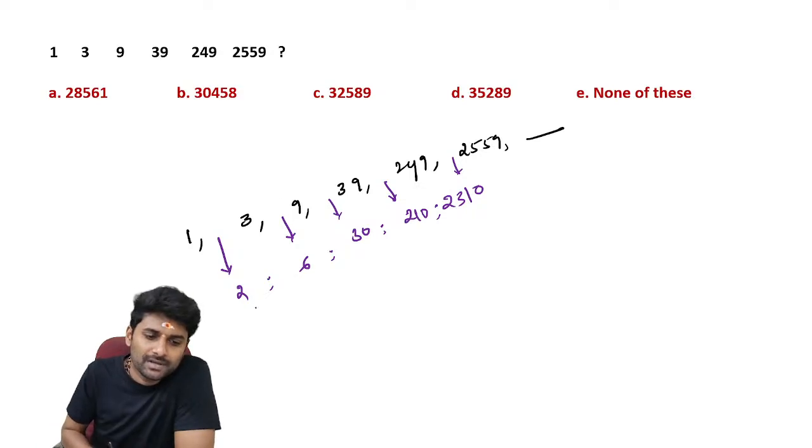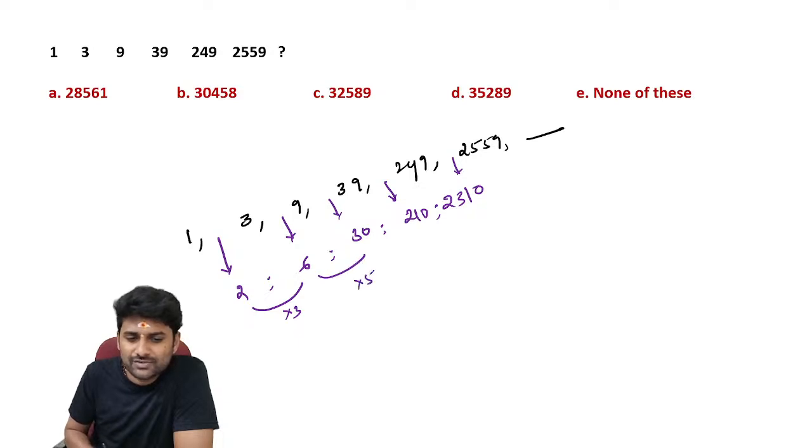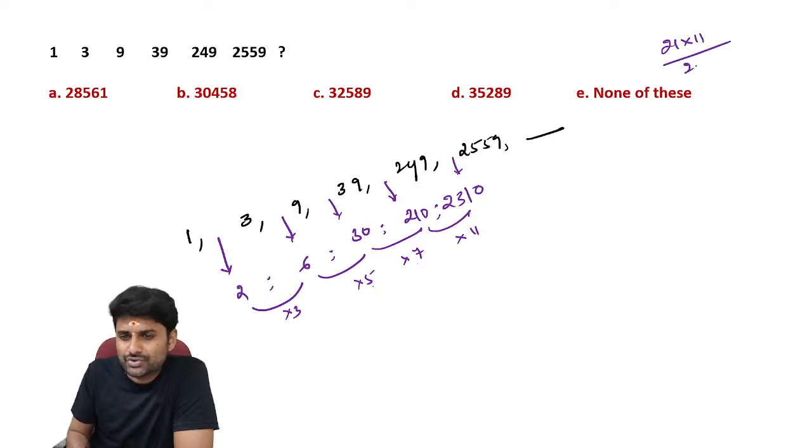Let's go 2 into 3. 2 into 3 is 6. 6 into 5 is 30. 30 into 7 is 210. 210 into 11 is 2310. Now 3, 5, 7, 11. 21 into 11 is 231, so 210 into 11 is 2310.